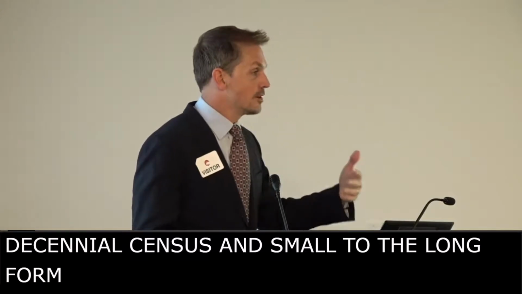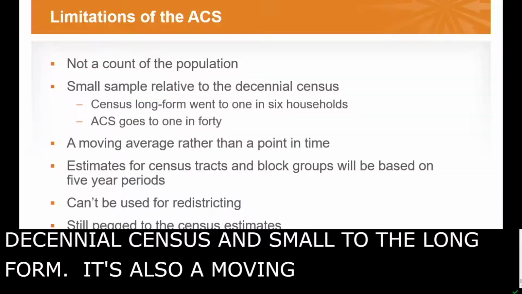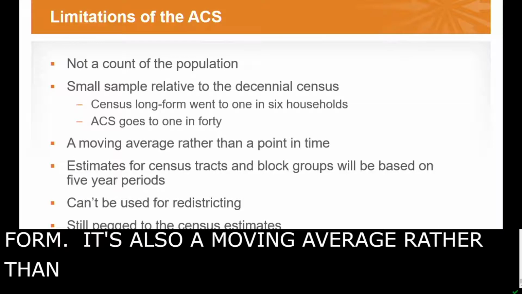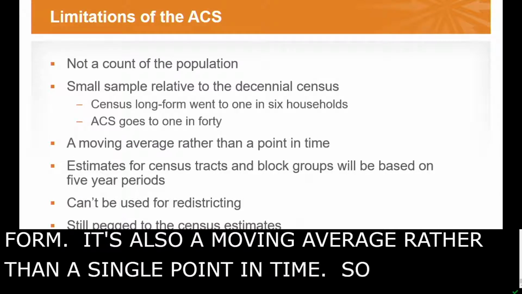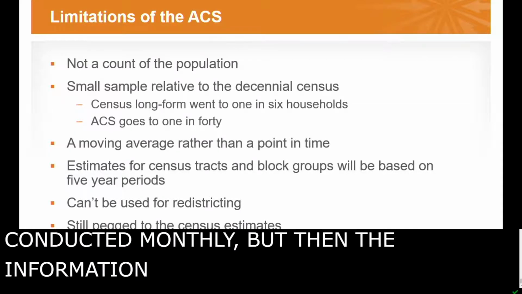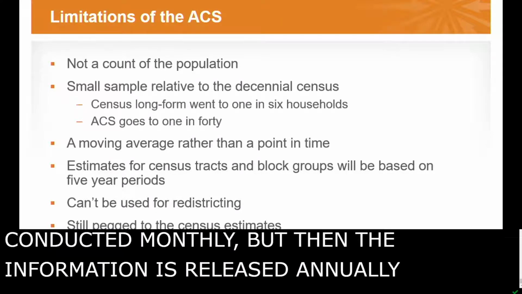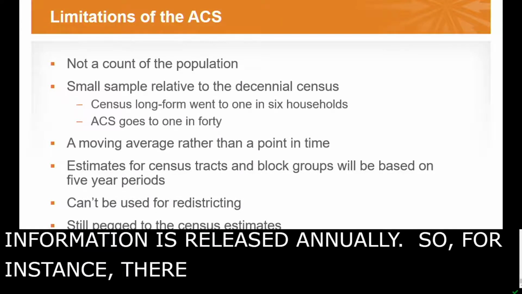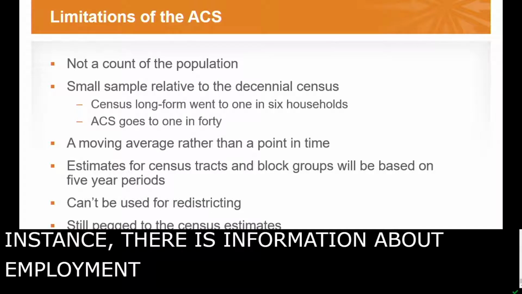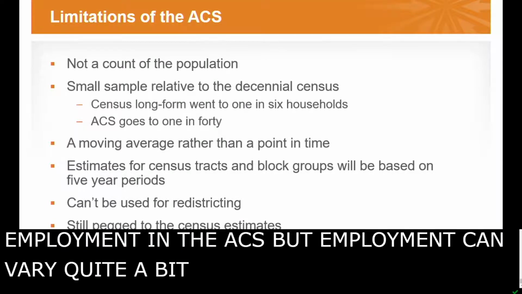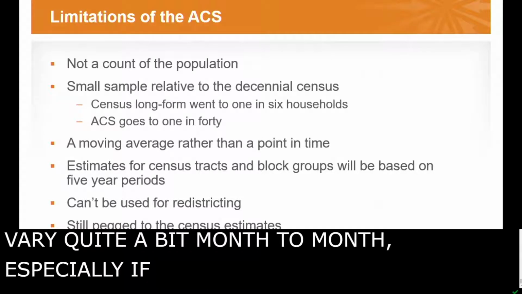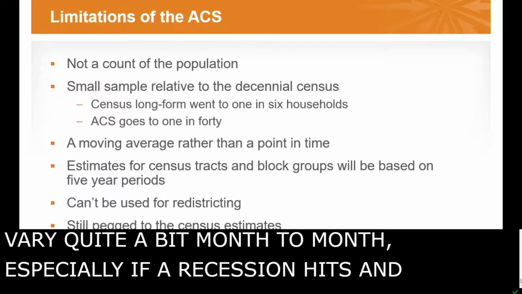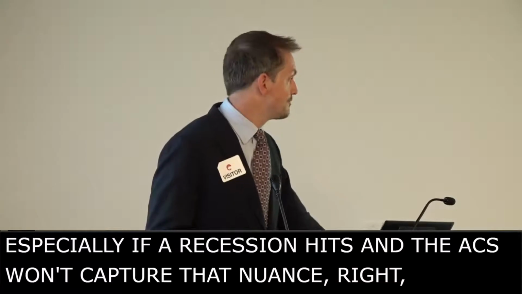It's also a moving average rather than a single point in time. So it's conducted monthly, but then the information is released annually. So, for instance, there's information about employment in the ACS, but employment can vary quite a bit month to month, especially if a recession hits. And the ACS won't capture that nuance, right? The better source of that would be the CPS.